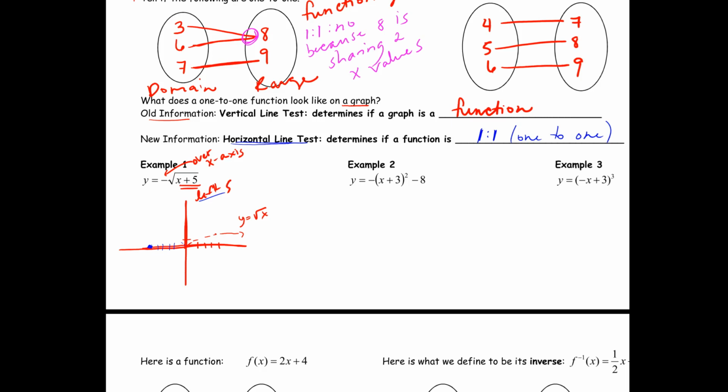What did I do wrong, guys? You've got to reflect it upside down. I even said that and then I didn't do it. So if I reflect it upside down and then move it to the left 5, I have negative 1, 2, 3, 4, negative 5. There it is. Thank you, guys.